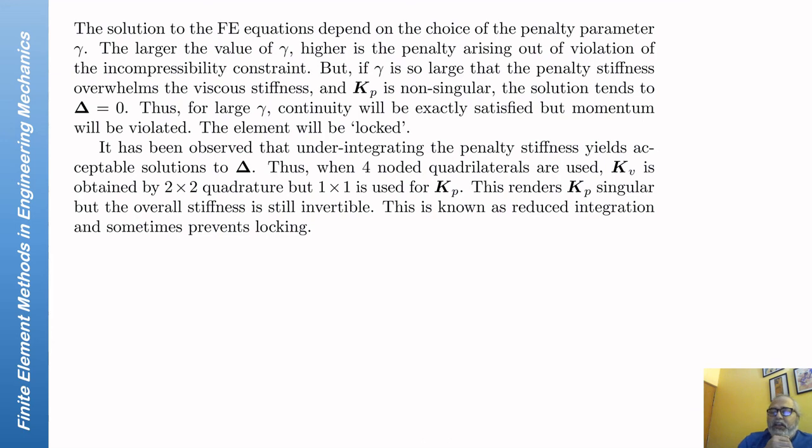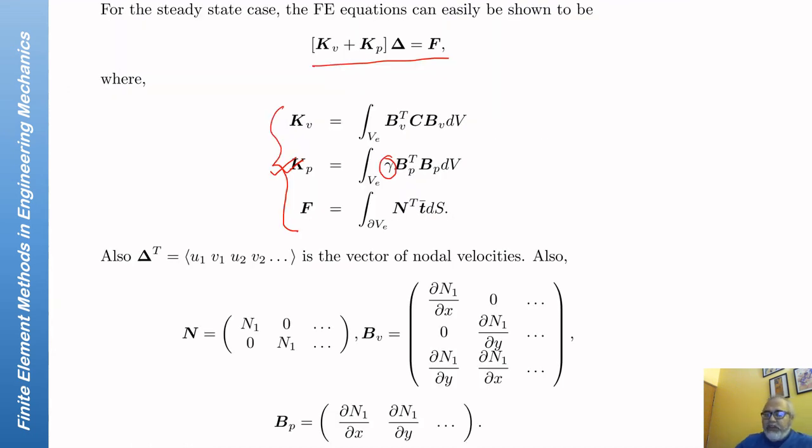So this is one part of it. If gamma is too large, then there's a problem of locking, which is similar to what we saw in the case where nu tended to half in a linear elasticity problem. And in this case also, under integrating Kp, for example, using a four-noded quadrilateral again, and using 2x2 for Kv, but 1x1 for Kp, sometimes alleviates the problem with locking. There are techniques that have been devised to systematically under integrate the penalty term so that it does not overwhelm Kv, and it works for many elements. We have discussed a bit of this under integration when we dealt with the case of nu tending to half.